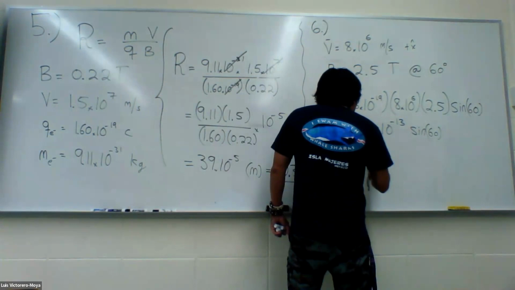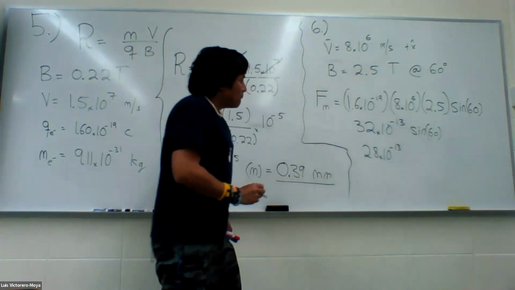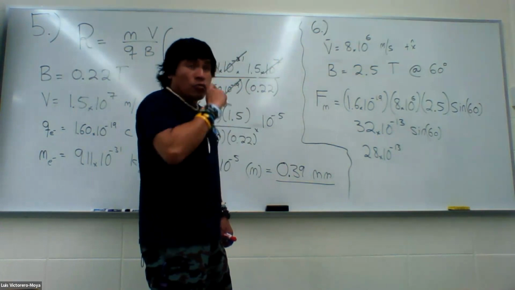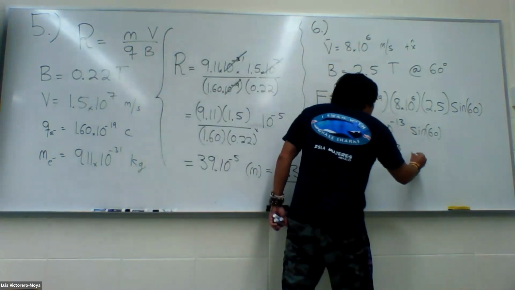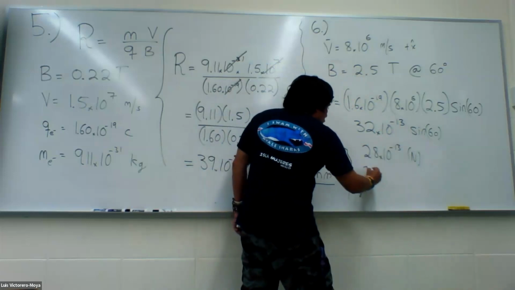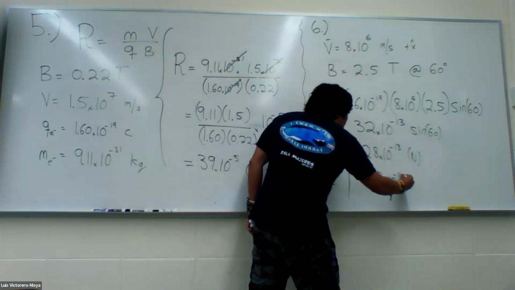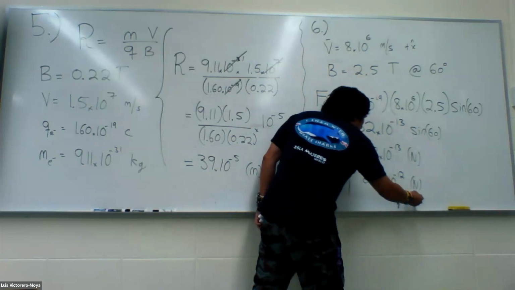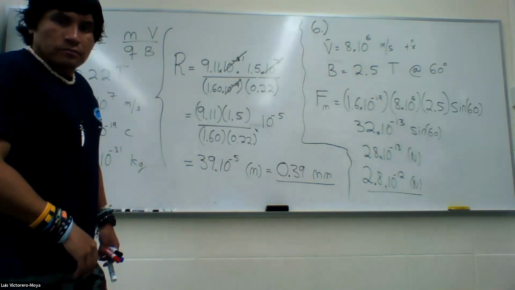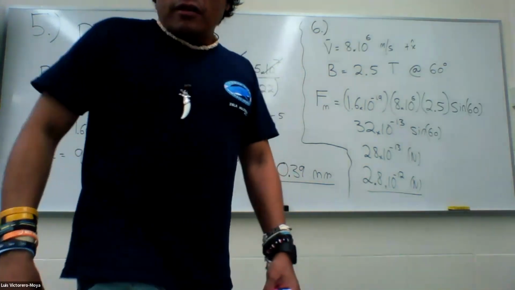This is around 28 times 10 to the negative 13. But as you can see on the answers in there, it's with a 10 to the negative 12 exponent. So how do I change this to negative 12? I divide by 10, multiply by 10. So 2.8 times 10 to the negative 12. All right. Any questions about these examples?